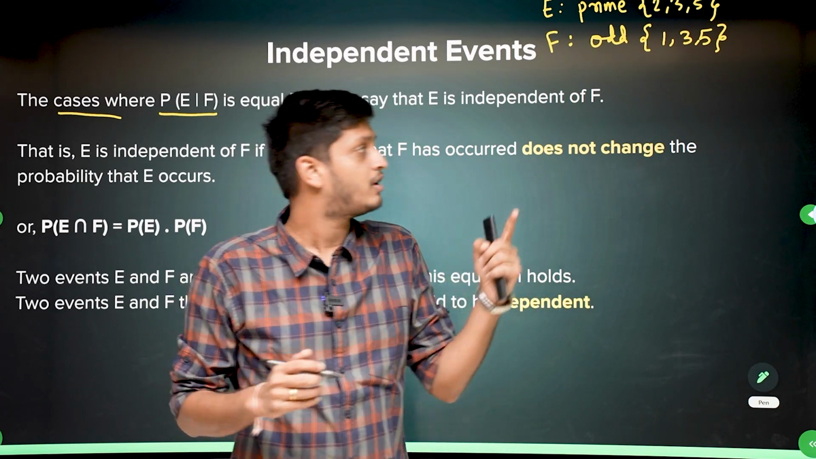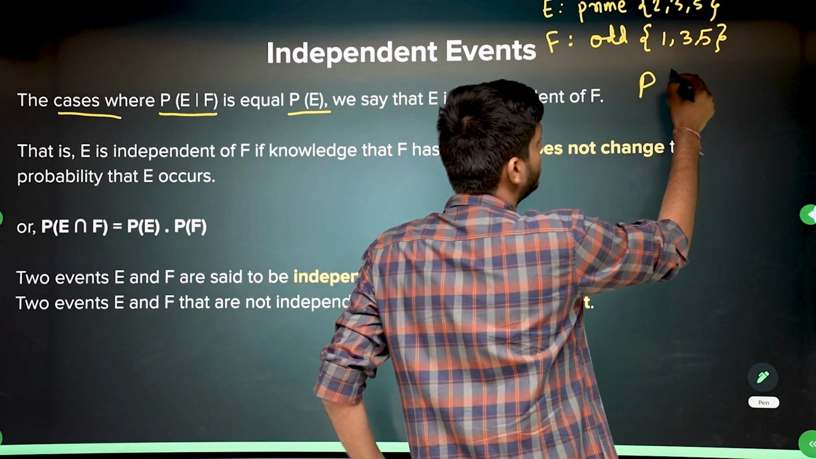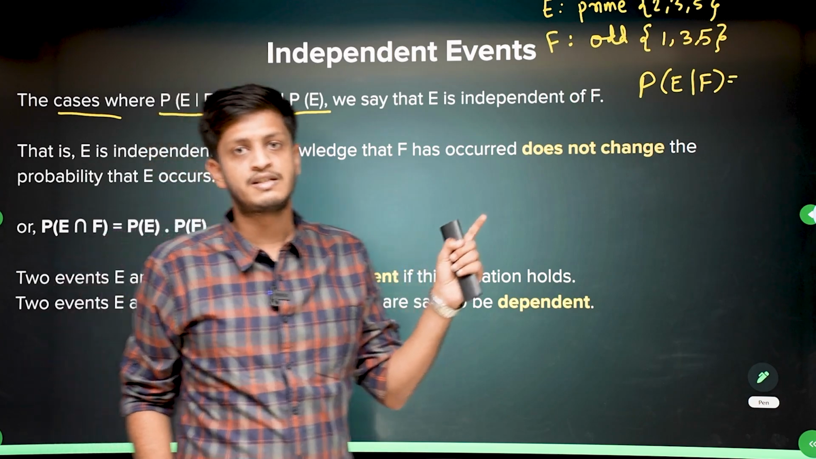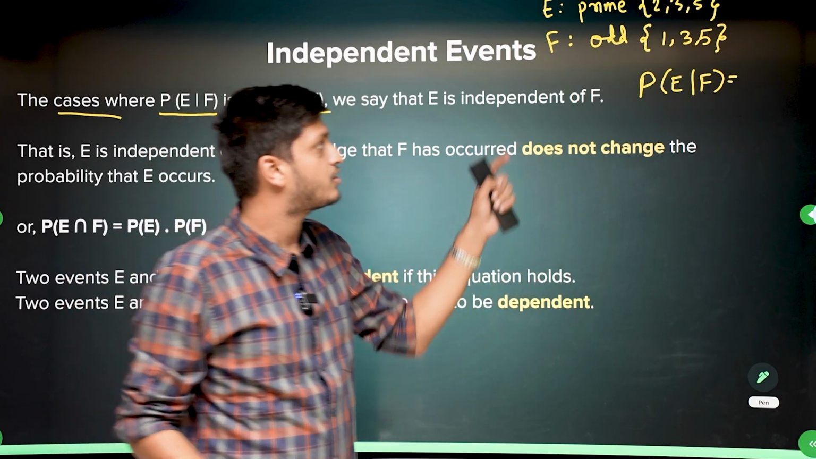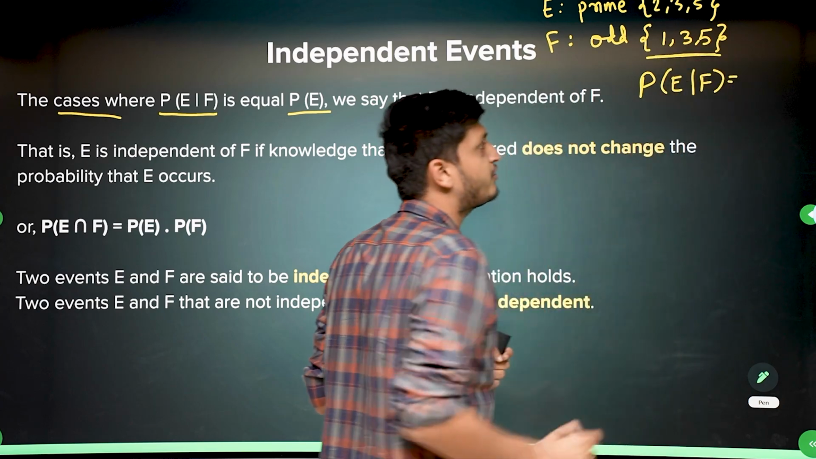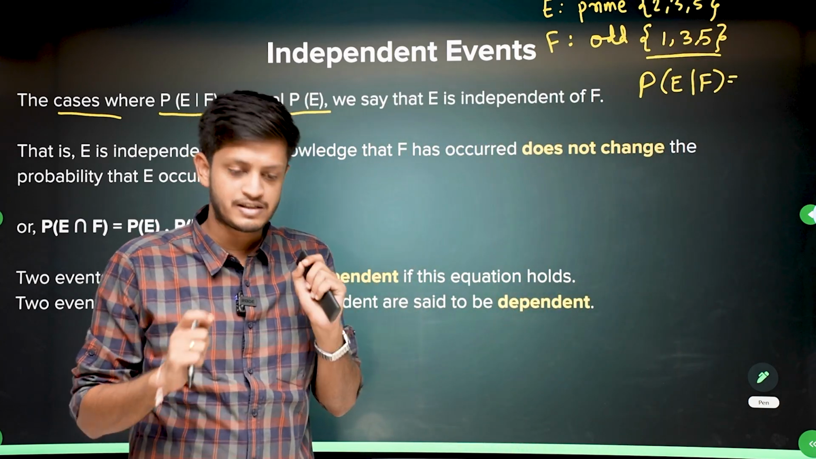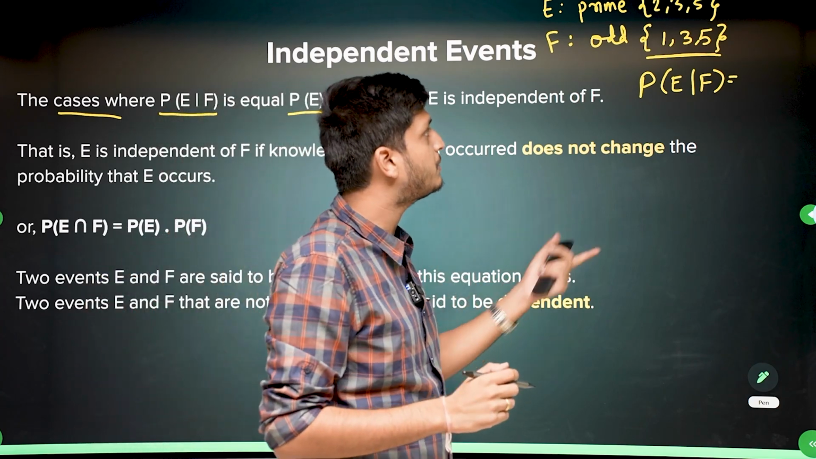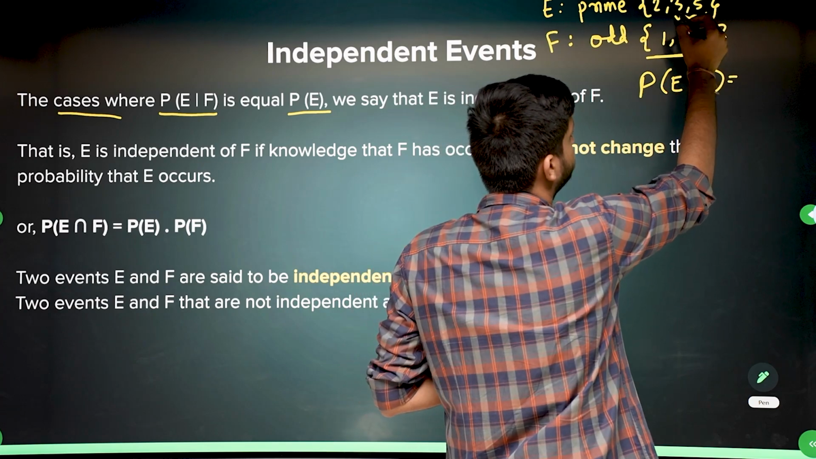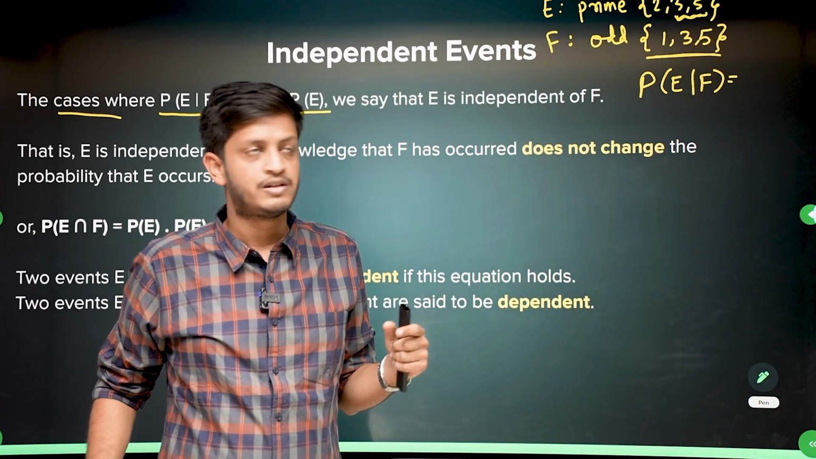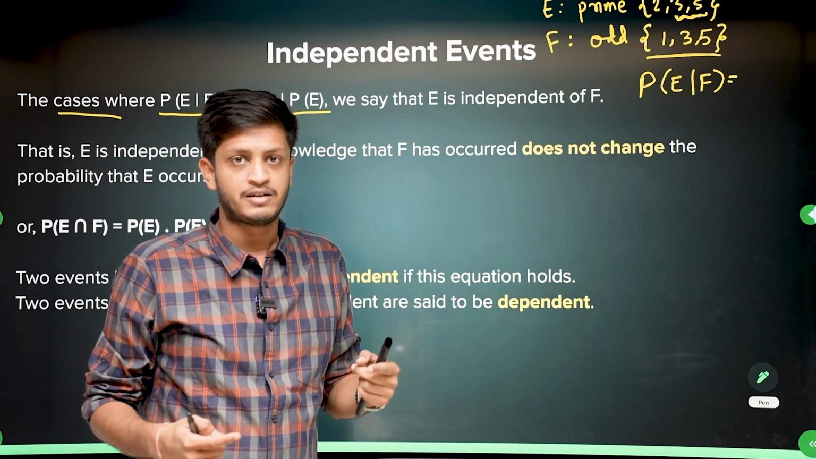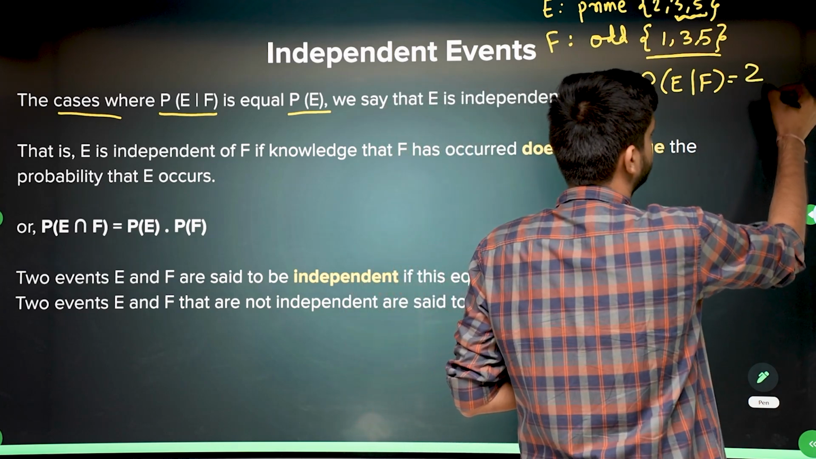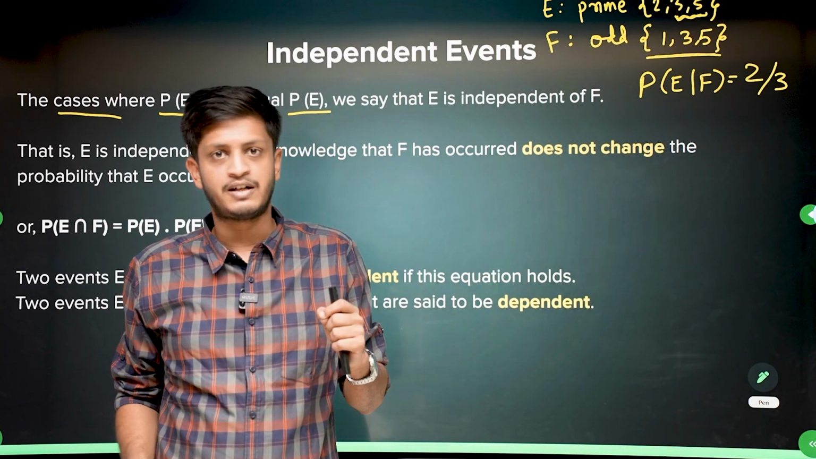But now, what is the probability of E given F has already happened? We saw this in the last class, in conditional probability. If we know that F has already happened, it is sure that it is either 1, 3 or 5. Given that F has already happened, what can be the prime numbers? 3 or 5. Only 3 or 5 are possible. So the new updated probability of event E happening, given that F has already happened, is 2 by 3. You can use the formula as well, you will get 2 by 3.